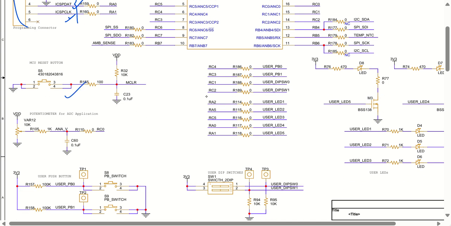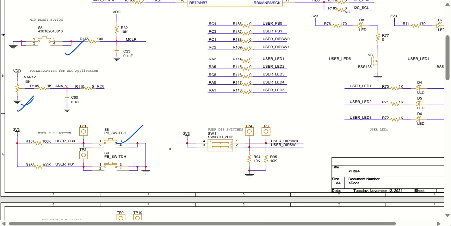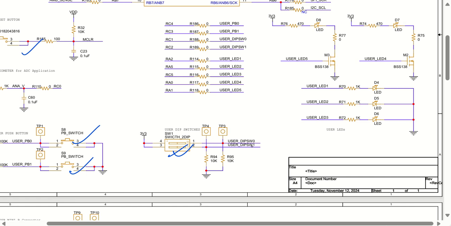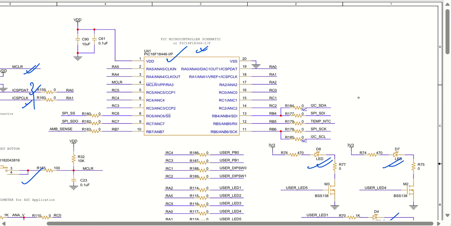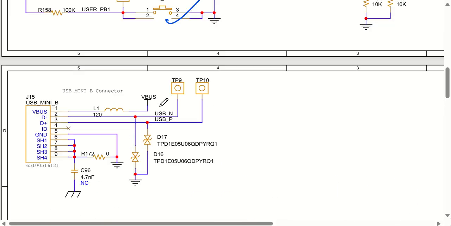So we have a reset here, and one potentiometer connected here as an ADC. Then we have two push buttons, one is this, one is this. We have two DIP switches. Then we have three LEDs connected like this and two more LEDs for high current application, connected like this. Then we have pins mapped properly with the SPI interface and I2C interface, as well as several IO ports. Then down here we have USB power availability as well.